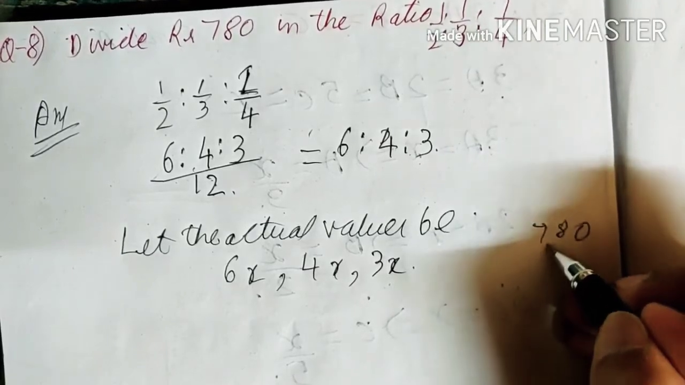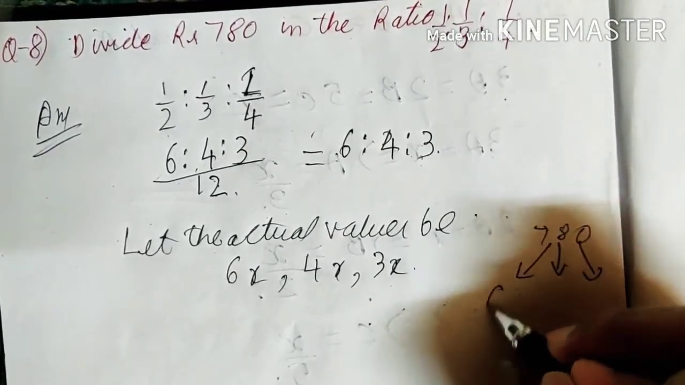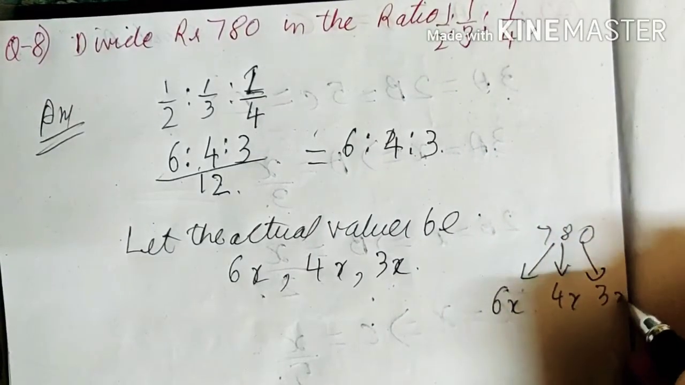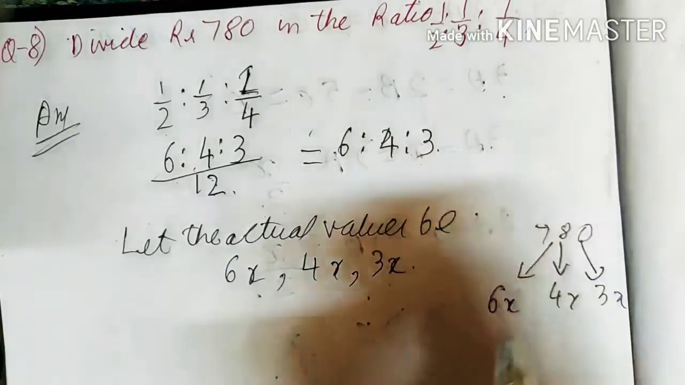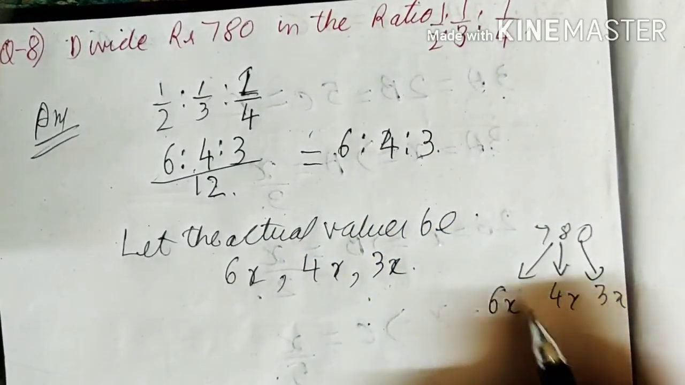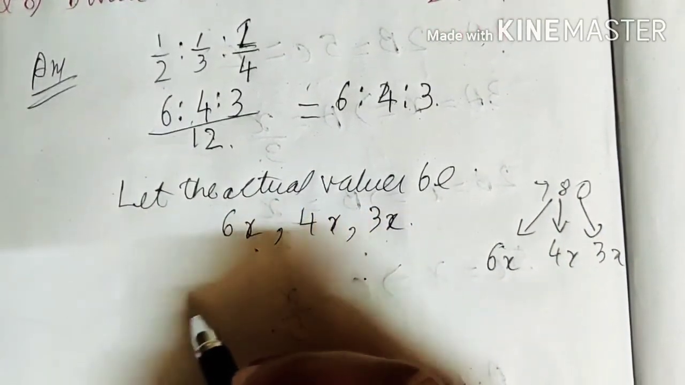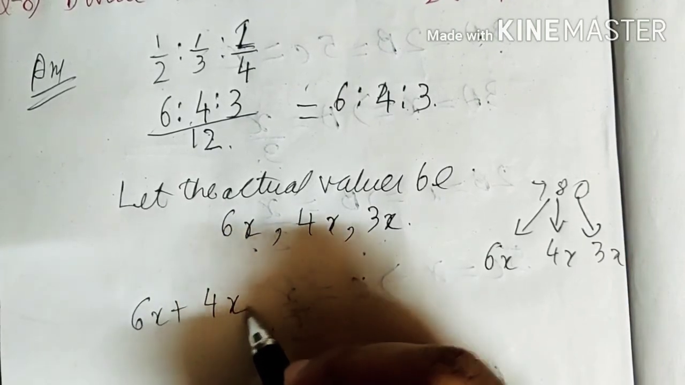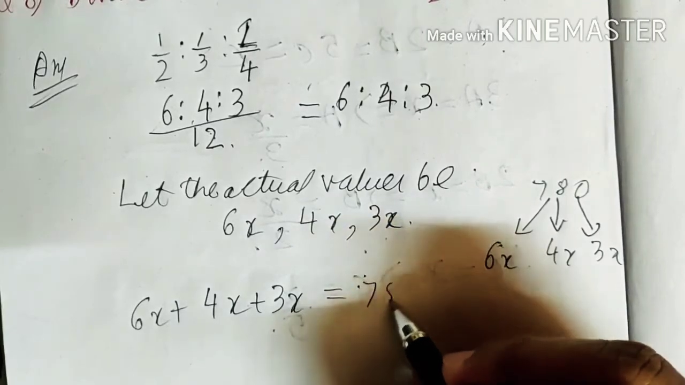780 was the total value. What you did was divide it into 3 parts. The first value was 6x, the second value was 4x, the third value was 3x. It means you have divided 780 into 3 parts. Now if we add them back, you will again get back 780. So if we add these 3 parts, 6x, this was the first part, plus the second part plus the third part is equal to 780.